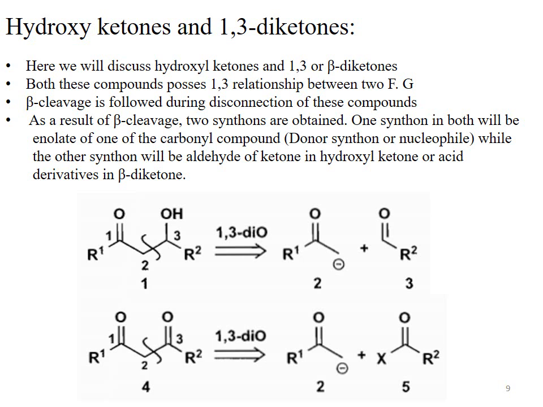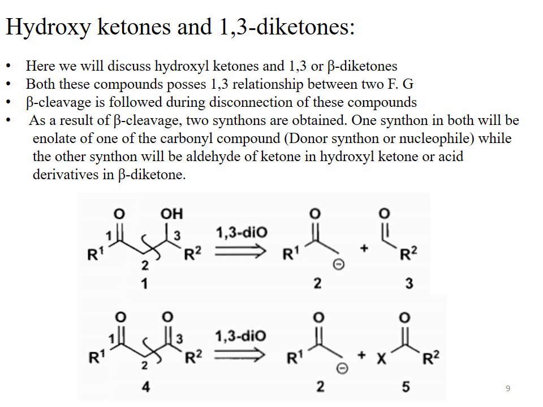And the other derivative in the 1,3-dicarbonyl compound must be the acid derivative. It may be the ester, it may be the acid halide. The fragment 5 for a 1,3-dicarbonyl compound must be the acid halide, or it may be the ester. It must possess a leaving group.